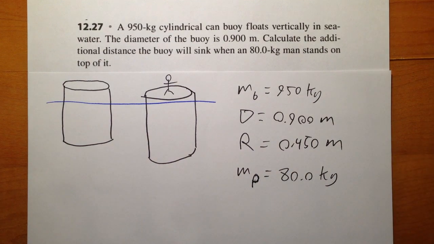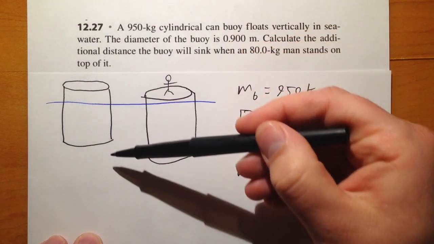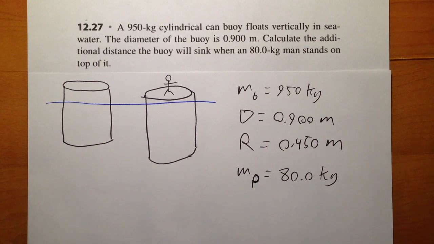So I don't actually know the size of this buoy. The problem doesn't tell me this dimension. It doesn't tell me the length of that buoy, but I do know the diameter and radius. So how do we solve this problem?